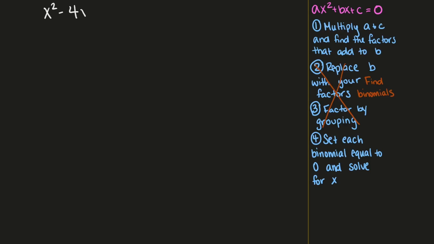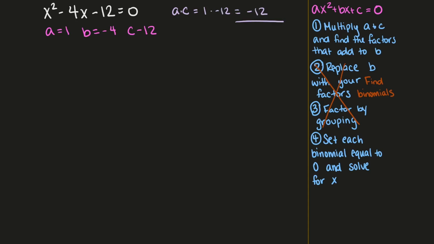x squared minus 4x minus 12 equals 0. So our a is equal to 1, b is negative 4, and c is negative 12. Step 1, a times c, which is 1 times negative 12, and that gives us negative 12. Our factors of 12 are 1 and 12, 2 and 6, and 3 and 4. So our factors that are going to add to give us negative 4 are going to be 2 and 6. And since we need a negative 4, we know that's going to be a positive 2 and a negative 6. So 2 minus 6 gives us negative 4.